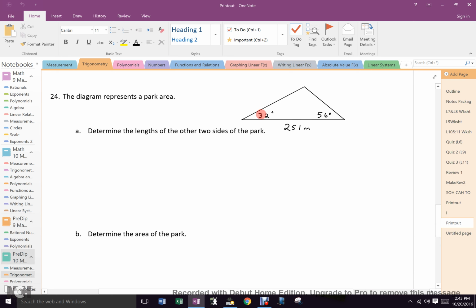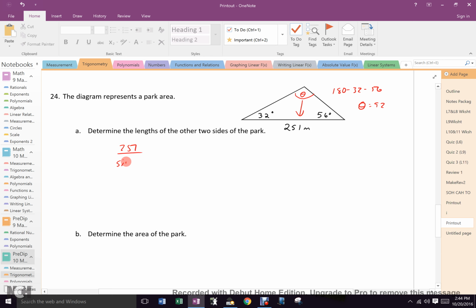So I've got the park here. Determine the length of the other two sides. Well, right now I can't do it because I don't know that, but I do know theta because it's 180 minus 32 minus 56, which is 180 minus 32 is 148, 92. So theta equals 92. So there is my pair.